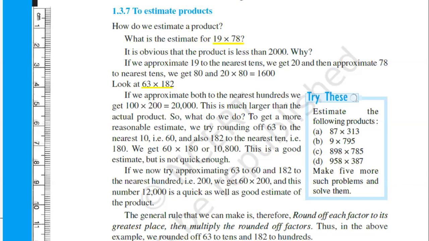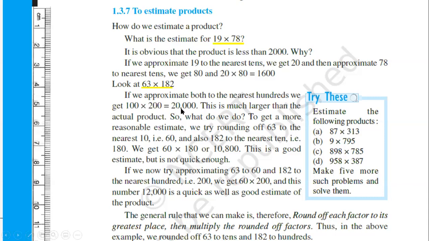In the second question, we have two numbers, 63 and 182. They have an unequal number of digits. So we will have three ways to find the estimated product, and we will see one by one which one is the meaningful estimate and which one is not. First, we approximate to the nearest hundreds place. 63 approximated to the nearest hundreds place is 100, and 182 is 200. So the product of 100 and 200 is 20,000.